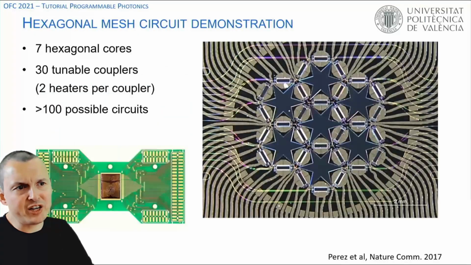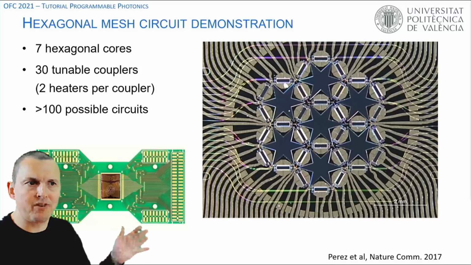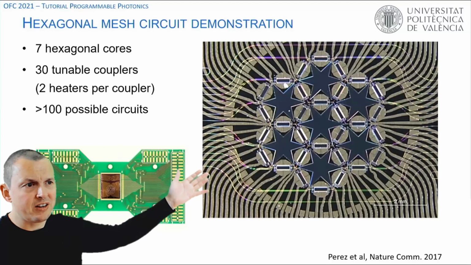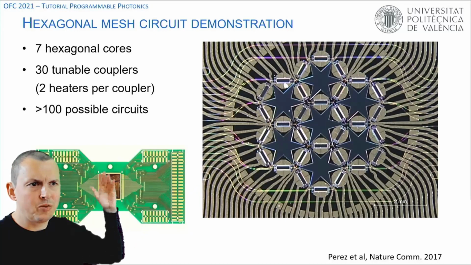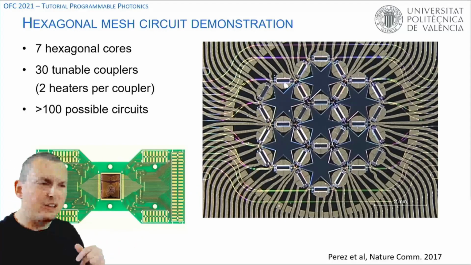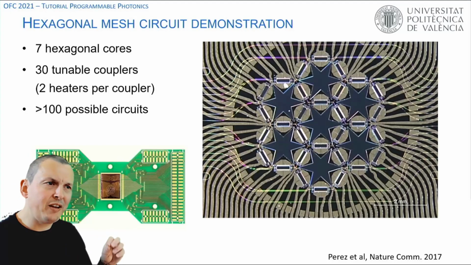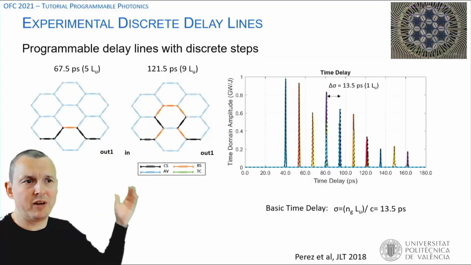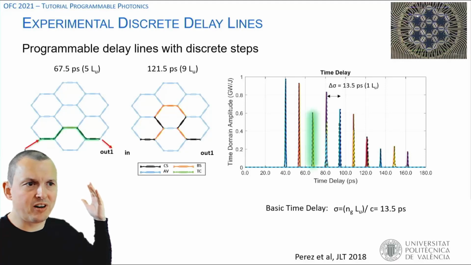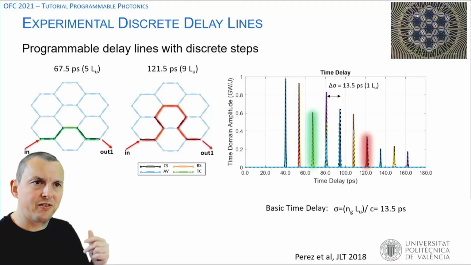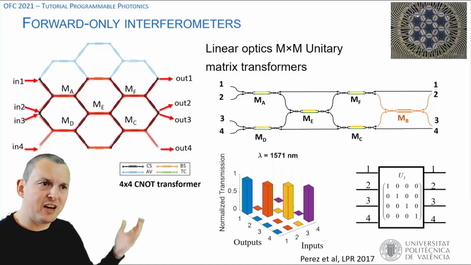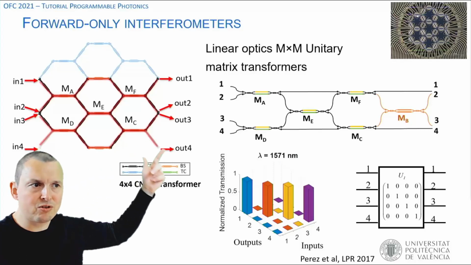Now, the first demonstration of such a recirculating mesh was done by the Polytechnical University of Valencia, and they built this 7 hexagonal cells circuit, which requires 30 of these optical gates, so 2 heaters per gate. And already with this 7 cell, you can build like 100 different types of functions. For instance, you can make different delay lines by just routing your light through different paths in your circuit. You can also implement the same type of functions as a forward-only circuit by routing your light from a set of inputs to a set of outputs.